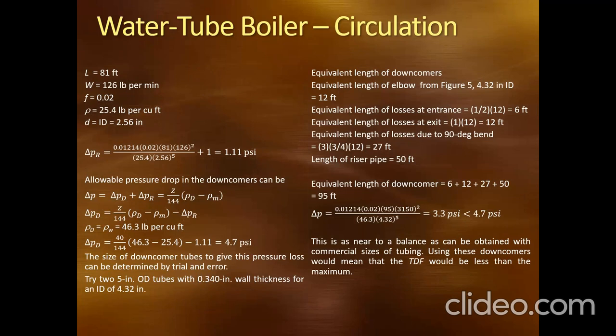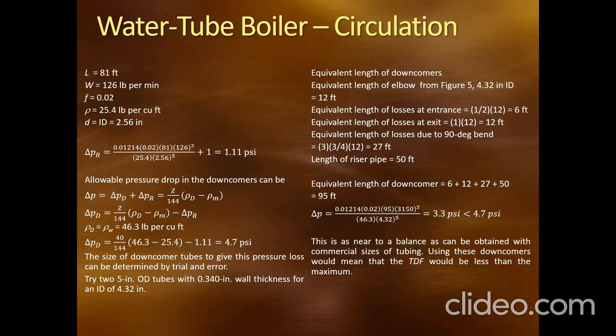which is 4.7 PSI. Now, the size of the downcomer tubes to give the specified loss can be determined by trial and error. So, you need 4.7 PSI in the downcomer. Now, try, because you still need to get the equivalent length based on the diameter. So, by trial and error, here it is.